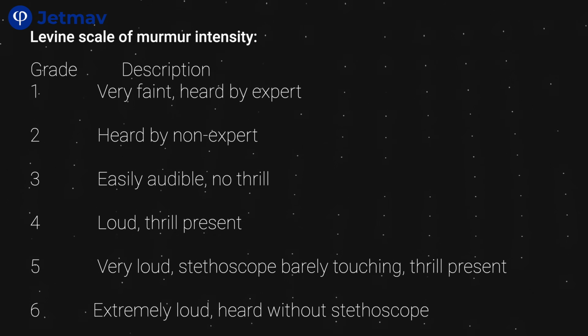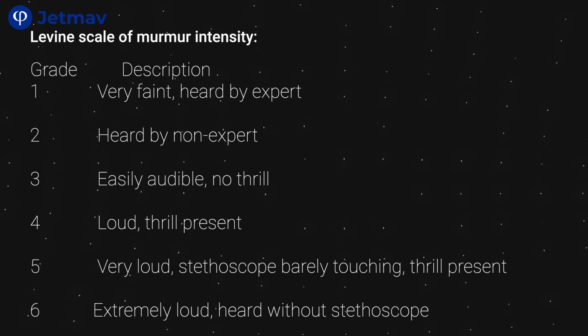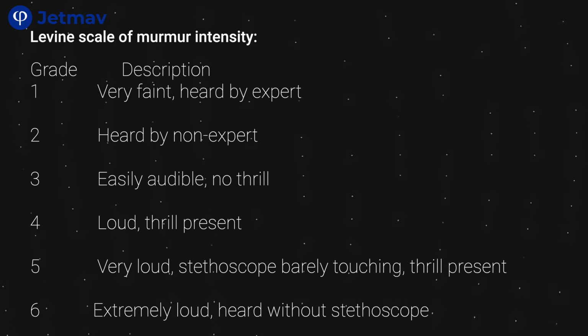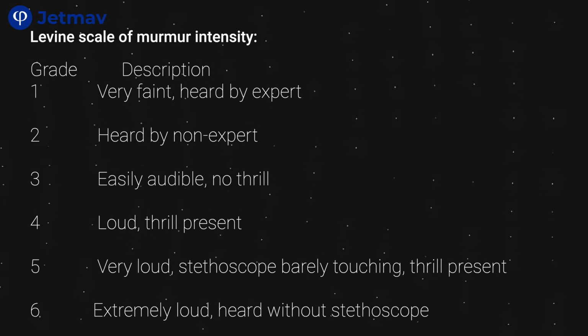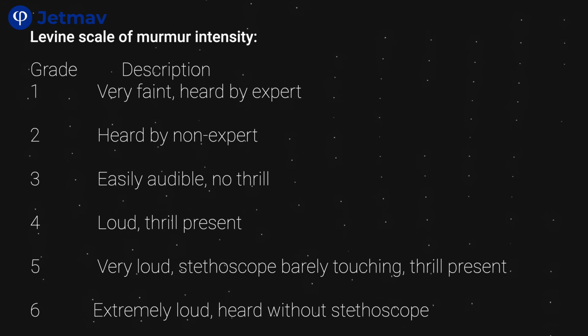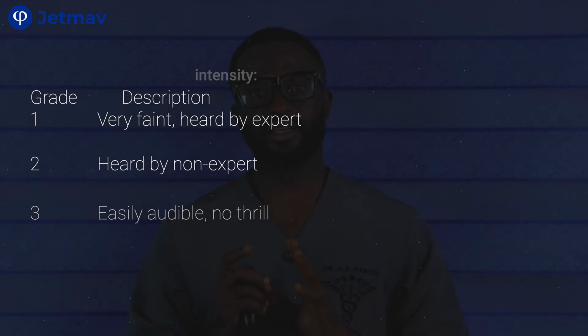So grade 5 is very loud, and you can hear the murmur even with your stethoscope barely touching the precordium. And also there is a thrill. Then lastly, we have grade 6, which is extremely loud. You hear it without the stethoscope at all, and there is a thrill.